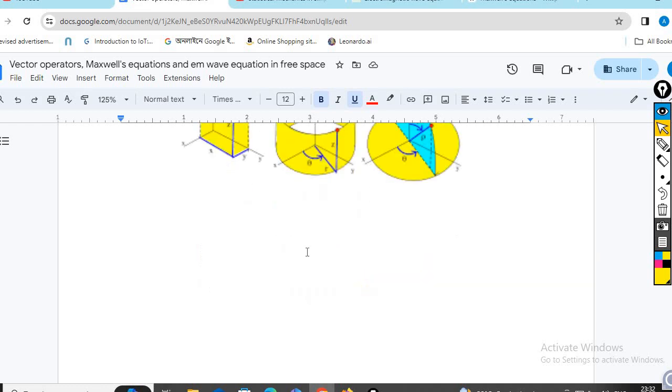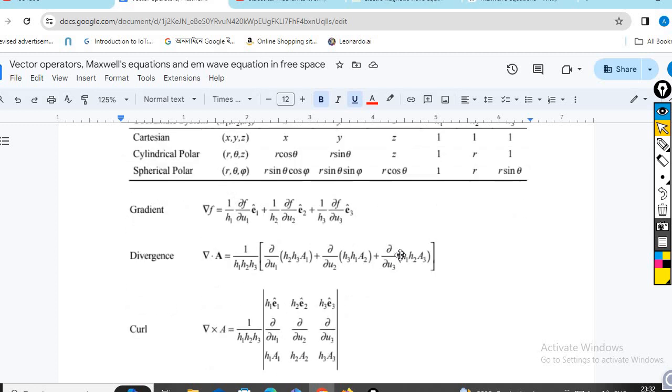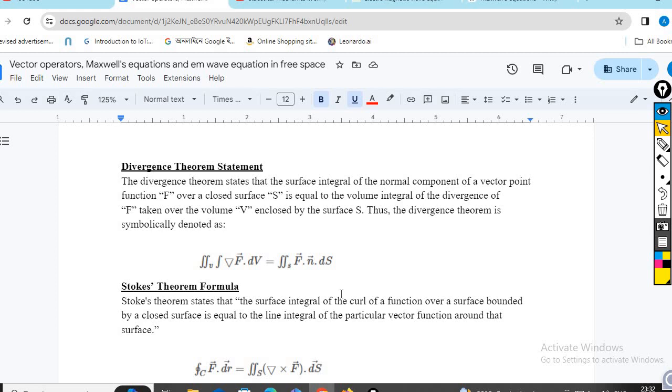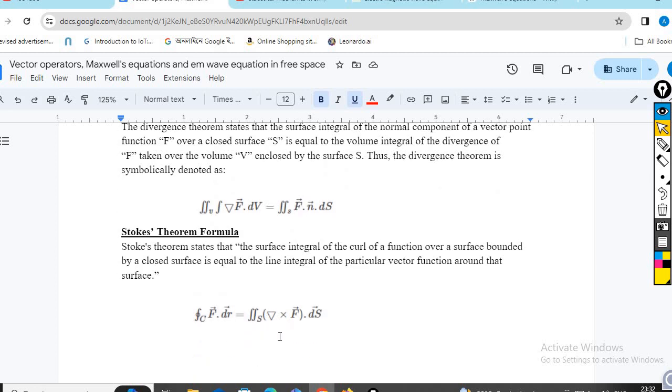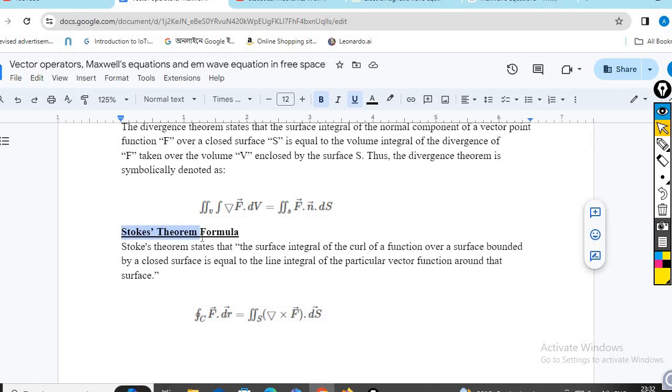These are the simple diagrams, and these are the relations by which one can write the operators in different coordinate systems. Then there is an important relation between the elementary part, the differential form, and the integral form. There will be a relation between two-dimensional and three-dimensional integrals, and between one-dimensional and two-dimensional integrals, by the divergence theorem, sometimes called the Gaussian theorem, and by Stokes theorem, which is known as the curl theorem.